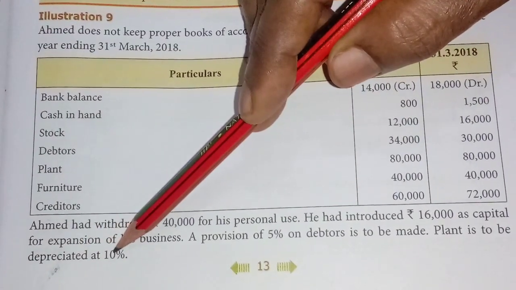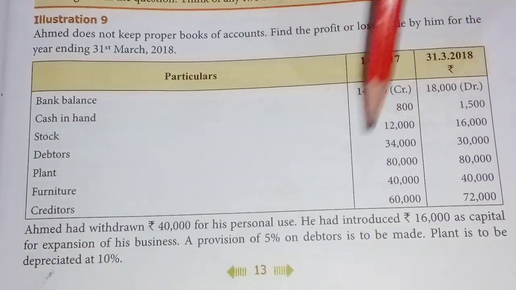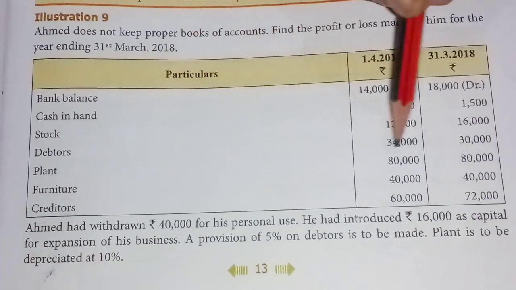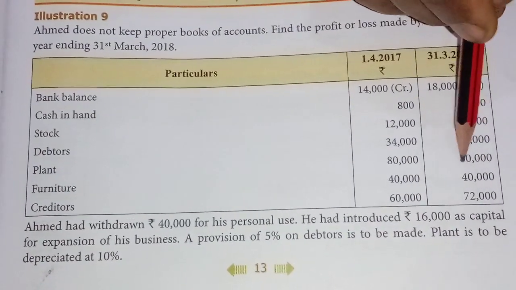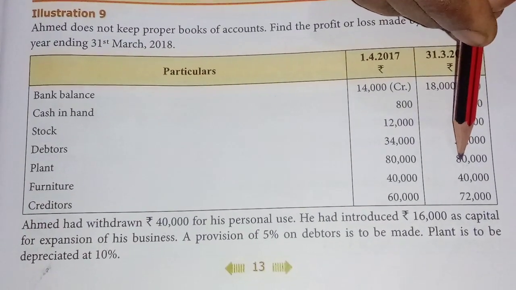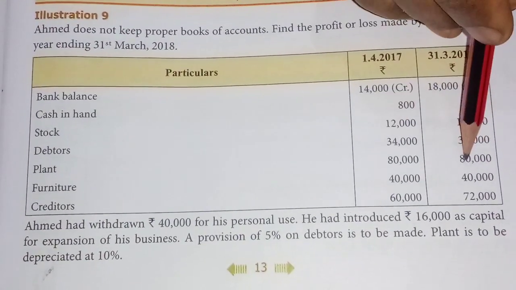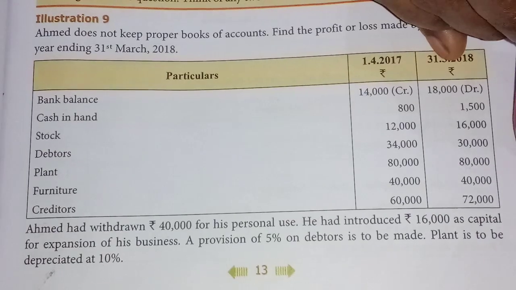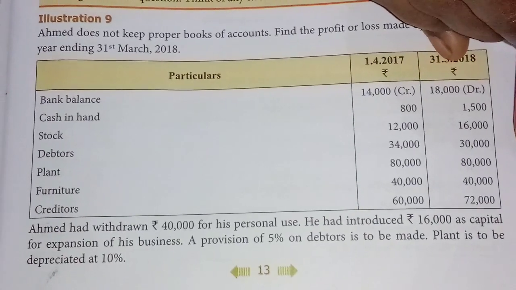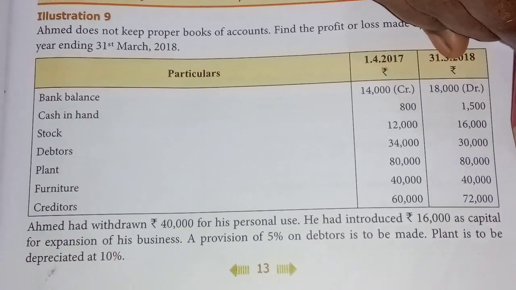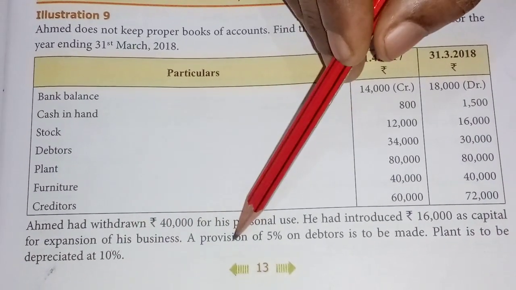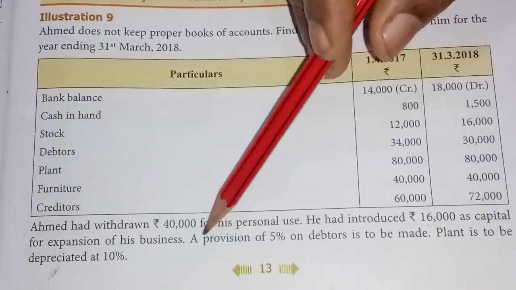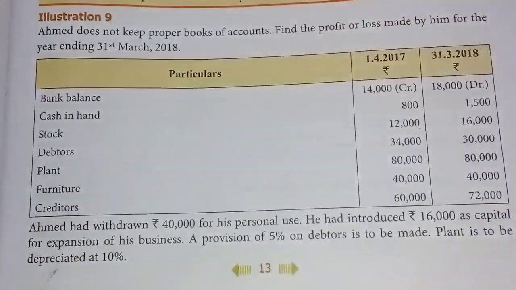Then depreciation is made on plant. Plant is 80,000. So when we prepare this statement, you have to write 8,000 in the inner column, less depreciation, and we will get the net amount 72,000 in the outer column. So only these two items are given in addition. Let us see how it is explained.